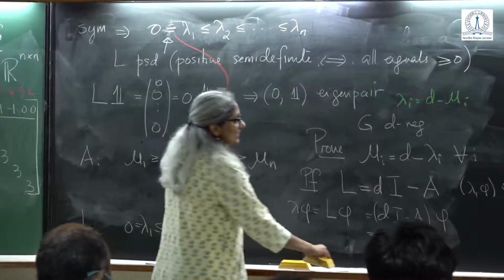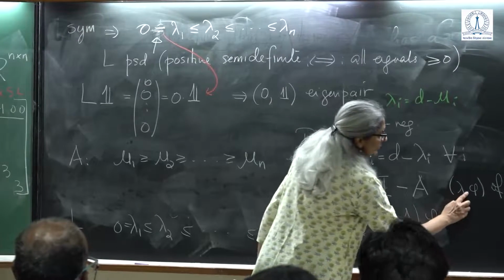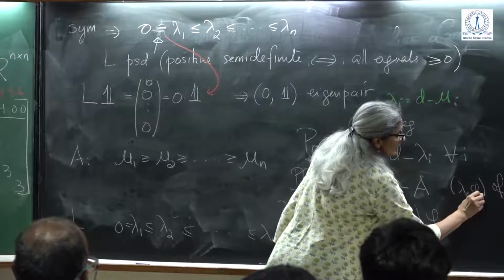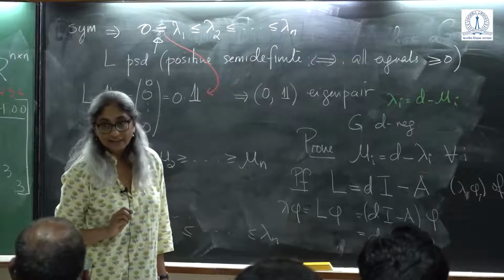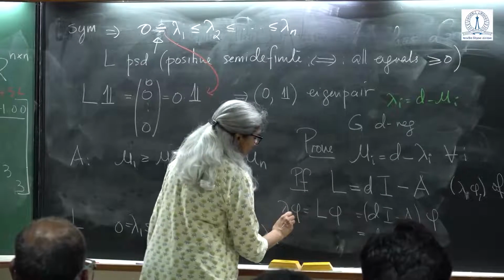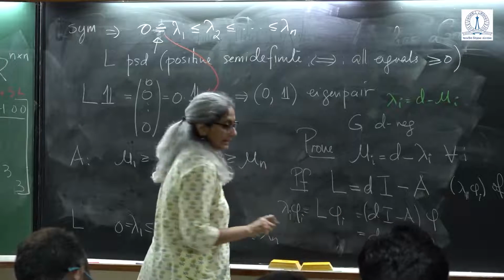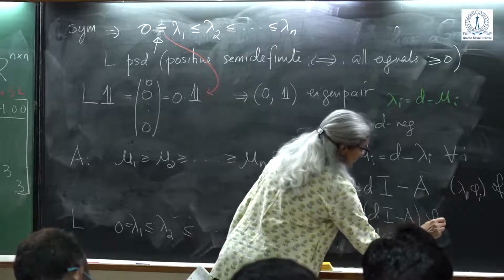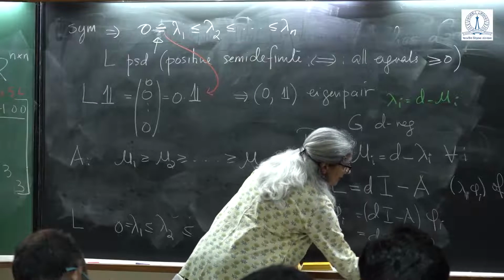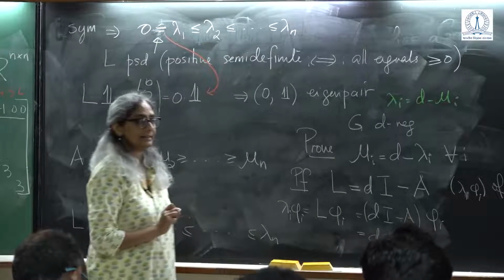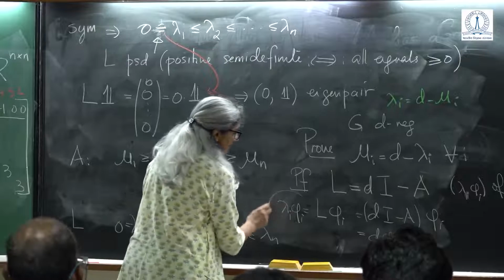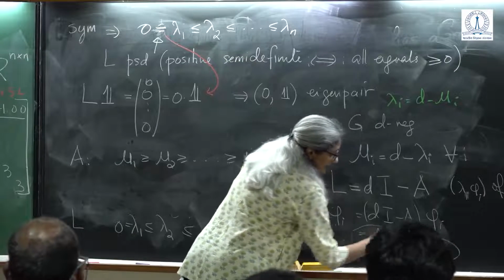So you could make this a little bit nicer. You can call it lambda_i phi_i, and then play the game. Here lambda_i phi_i is equal to L phi_i, and this is equal to d phi_i minus A phi_i, like that. And now you have to compare this end with that end.